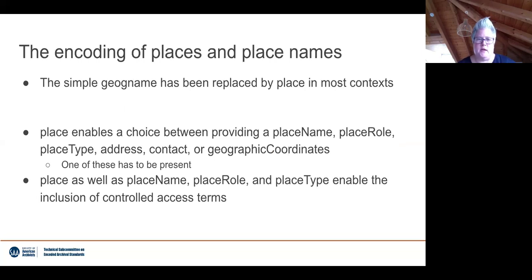Similarly, we have adopted the way how places and place names are encoded. So the simple geog name element that exists in EAD3 has been replaced by a more generic place element in most contexts. And place in itself enables a choice between place name, place role, place type, address or contact information, or geographic coordinates. And essentially, only one of these has to be present, but you can also use all of them if applicable, and you can also repeat all of them. So if you're using it in a multilingual context, then you can give, for example, the place name or address details in two different languages or more different languages.